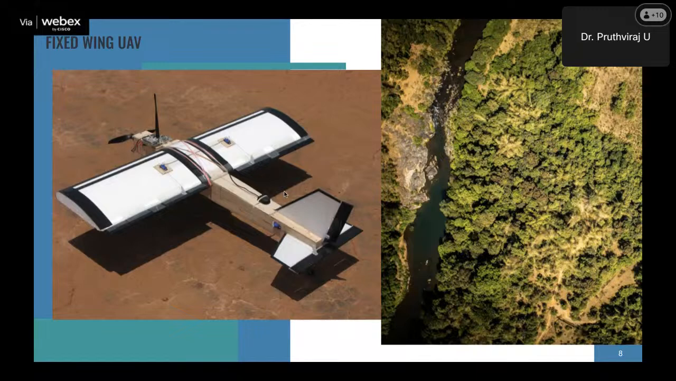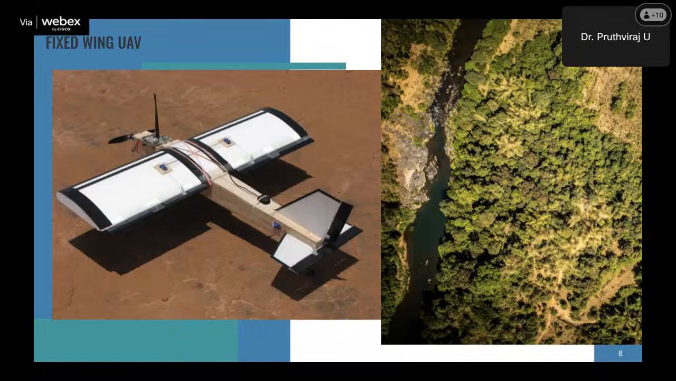Vishwas, is my fixed wing aerial vehicle visible? Yes, sir. So this is basically something like a passenger aircraft. The main advantage is endurance. It will fly for a longer duration. Now many improved versions, hybrid versions have come up.